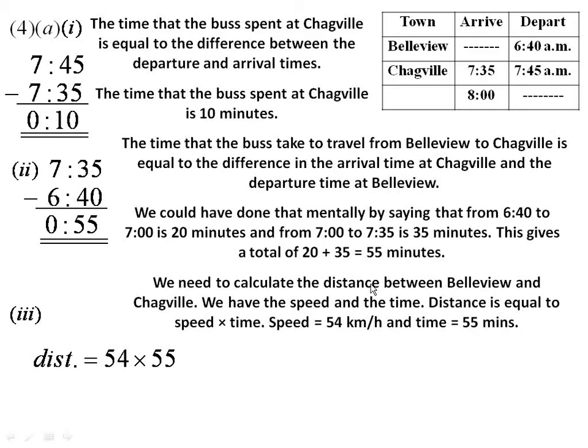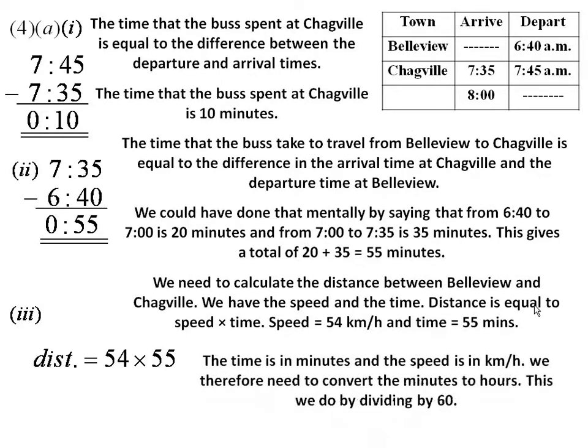Well, that is horrible. The time is in minutes and the speed is in kilometers per hour. We therefore need to convert the minutes to hours. This will be done by dividing by 60. So we will divide the minutes by 60 to get hours, and then the distance traveled will be more realistic.